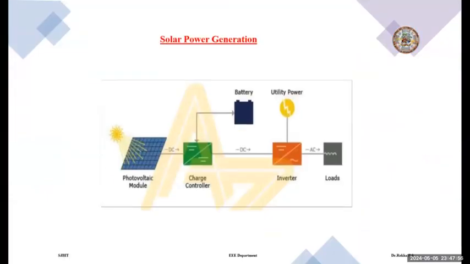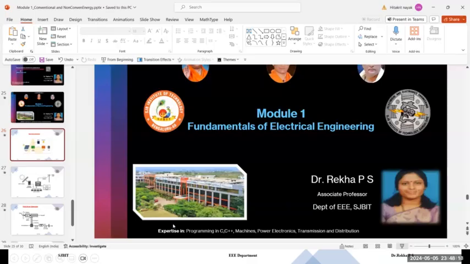So coming to the next power generation, that is solar power generation. Here the working principle of a solar power plant depends on the conversion of solar energy into electrical energy. We have two methods. One is the direct method, the other one is the indirect method.